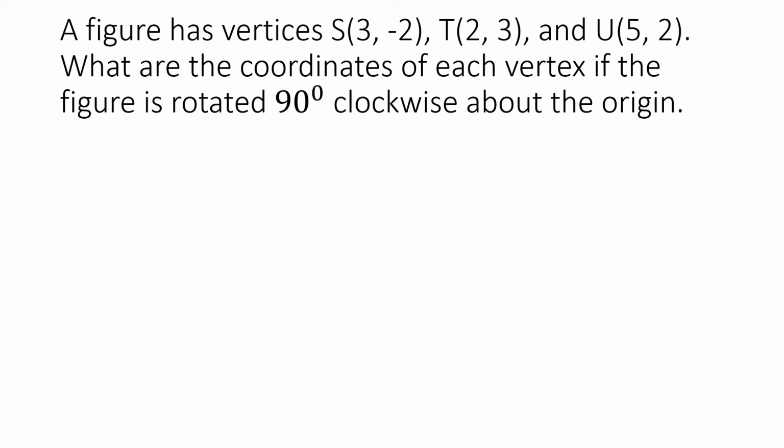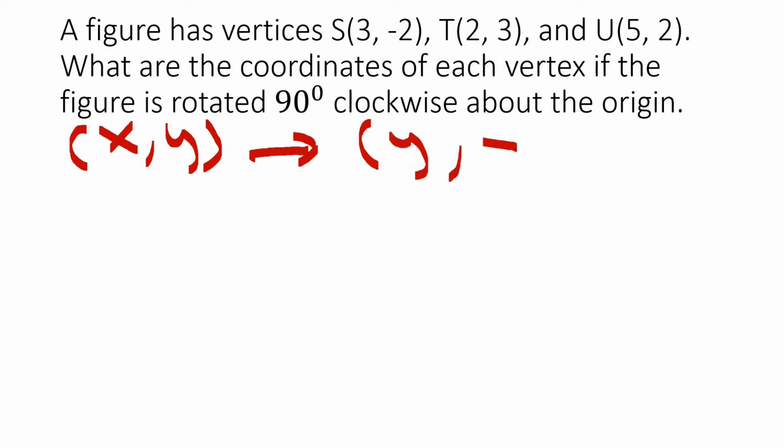In our rotation lesson, we rotated paper physically and we came up with the rule for rotating 90 degrees clockwise. The rule was: given (x, y), x and y switch and the value of x becomes negative. So we are going to apply this rule here.